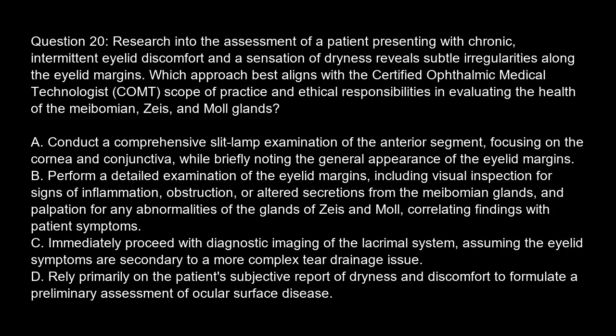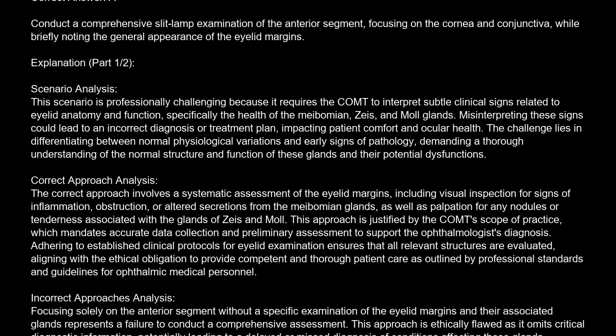Option D. Rely primarily on the patient's subjective report of dryness and discomfort to formulate a preliminary assessment of ocular surface disease. The correct answer is A. Conduct a comprehensive slit lamp examination of the anterior segment, focusing on the cornea and conjunctiva, while briefly noting the general appearance of the eyelid margins.